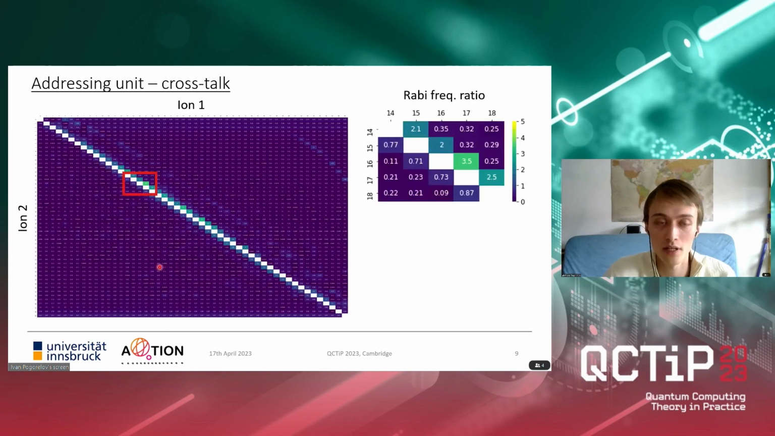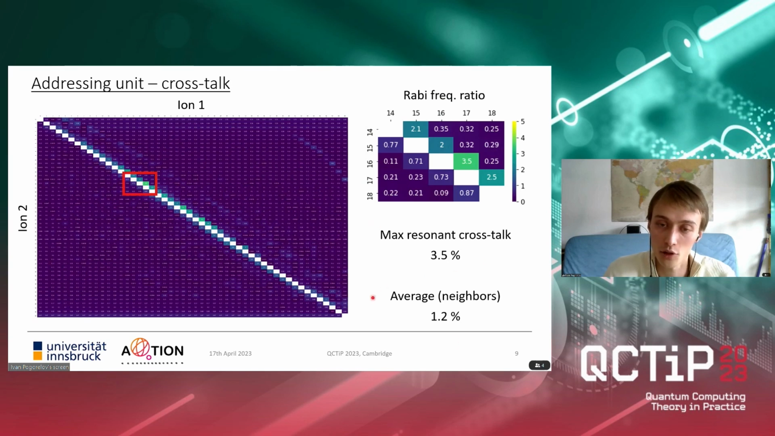That's a huge 50 times 50 matrix. And I zoom in on this part here. So you can see some numbers here, and that's the ratio of Rabi frequencies. For example, if we excite ion 16, ion 17 sees 3.5% of the Rabi frequency, and also sees some unwanted flops, which we want to minimize. And actually, the maximum number in this whole huge matrix is 3.5%, while on average it's 1.2. So that's several times better than in our previous setup, and it helped us to boost performance quite a bit.